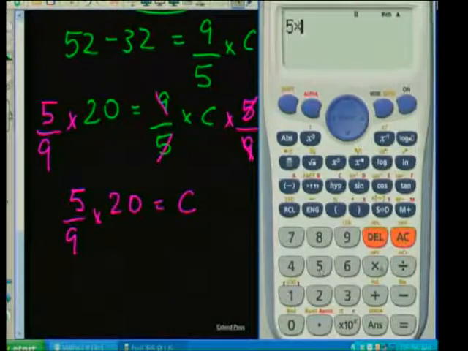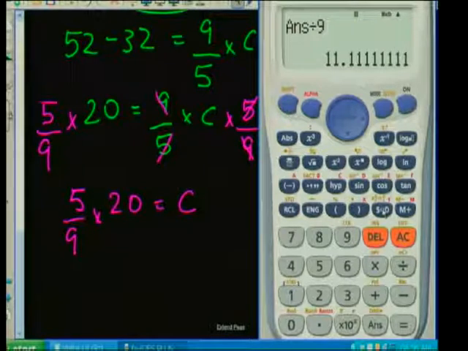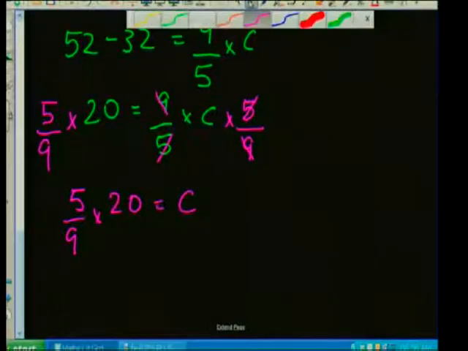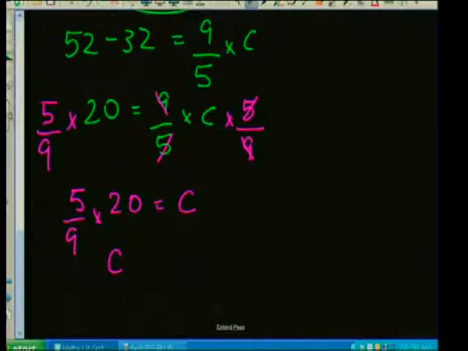So let's do that calculation. I'm going to say 5 times 20, and you need to check your calculator, 5 times 20 divided by 9. And I get an answer of 11.11. So my answer is 11.11 degrees Celsius.